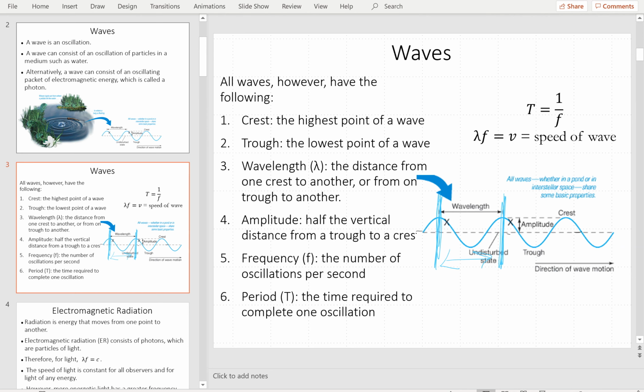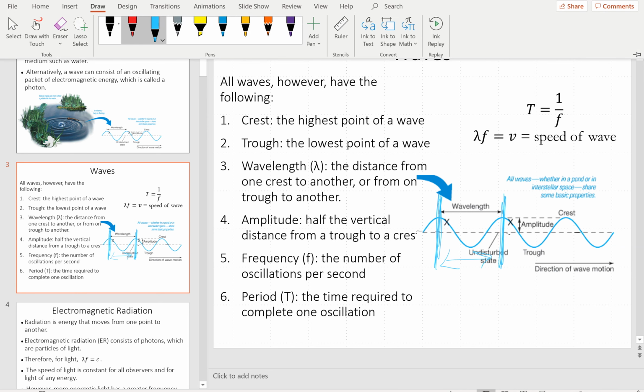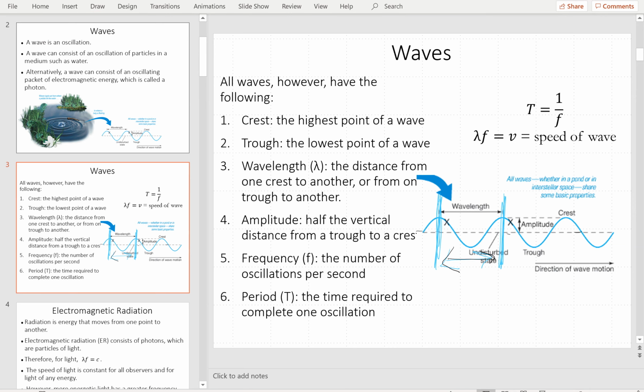The symbol we use for wavelength, by the way, is what we call lambda. This is a Greek letter, and you write it like this. This is the symbol for wavelength, and we will use this symbol instead of writing the word wavelength because it's much easier than writing the word.